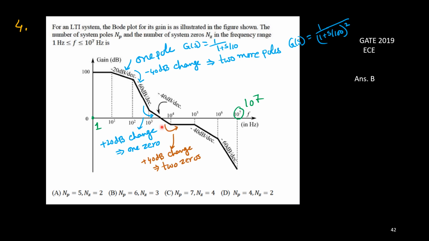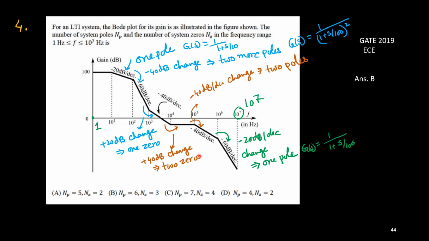Then this one, this is your minus 40. Again there is a change from minus 40 to 0 dB per decade. So this change is plus 40 dB per decade. That is obviously due to zeros, but two zeros, since one zero provides plus 20 dB per decade. As the rate changes by plus 40 dB per decade, there should be two zeros here at the location 10 to the power 4, s equals minus 10 to the power 4. Now it is 0 dB per decade. Then again here, from 0 it is becoming minus 40 dB. So it is a minus 40 dB per decade change, so it is due to 2 poles.